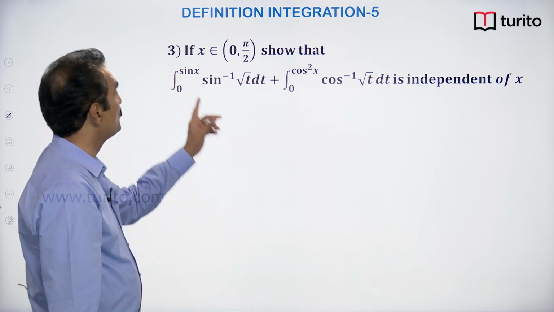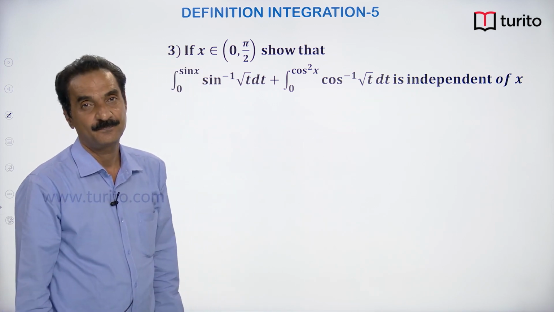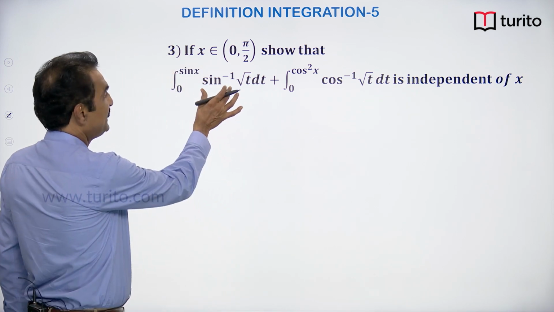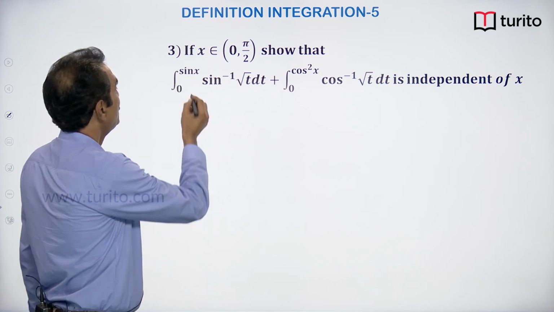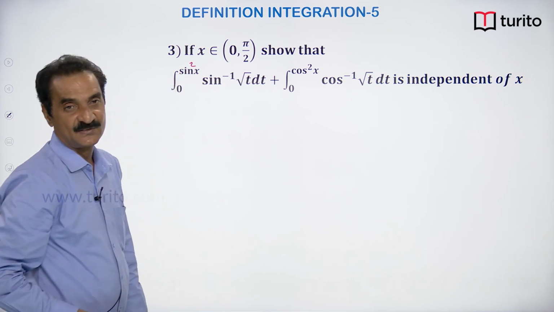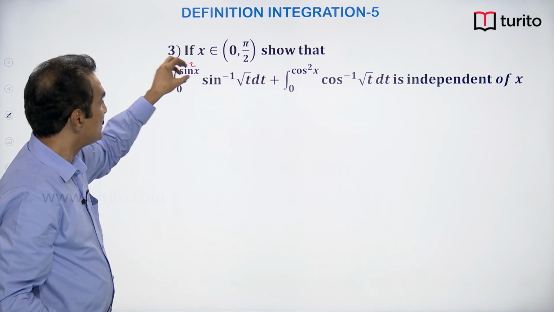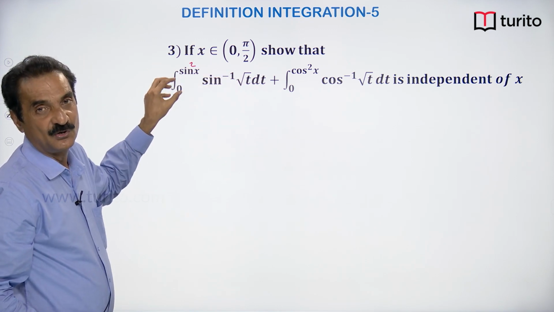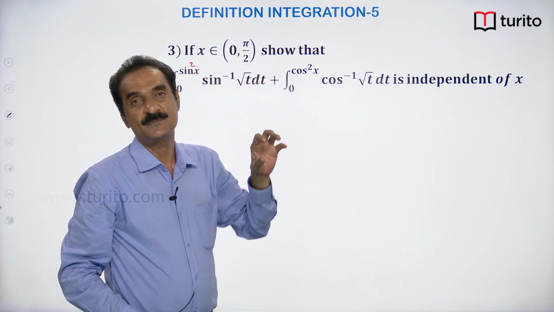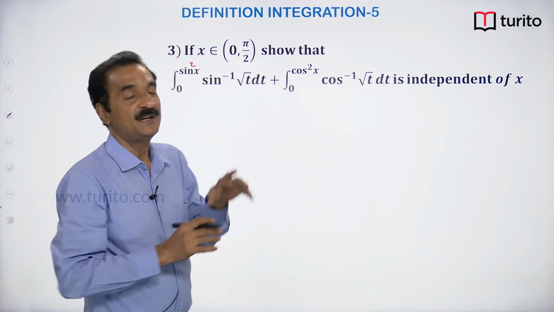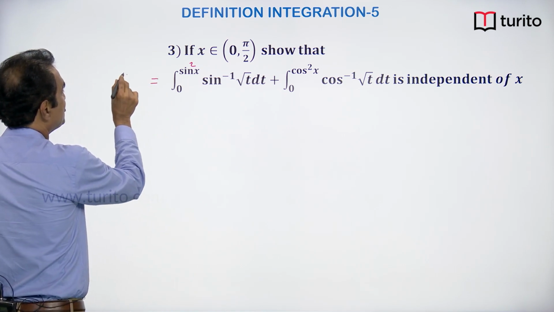If x belongs to 0 to pi by 2, show that the sum of the integrals is independent of x. When the integrand is in terms of t and limits are in terms of x, here there is a mistake, it should be sin square x. Then after integrating with respect to t, then substituting limits sin square x and 0, you will get something in terms of x. Similarly, here also you will get something in terms of x. So, totally the sum of the integrals will be in terms of x. So, let us take it as f of x.